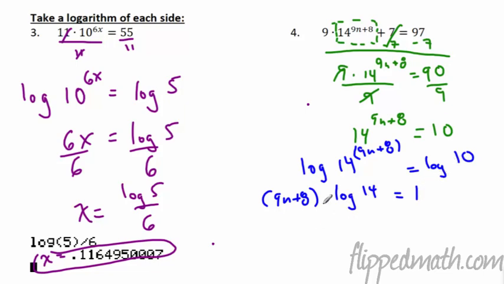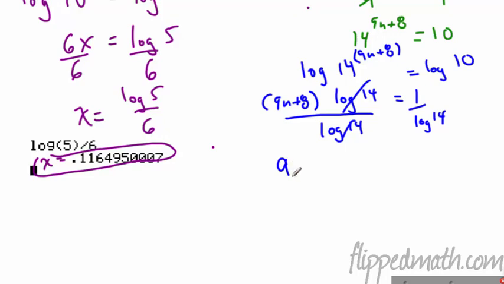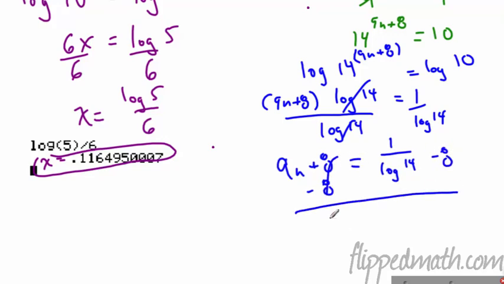All right, so now what do we have to do? We have to get rid of this log of 14 thing. So we divide both sides by the log of 14. Okay, they cancel out. What are we left with now? We get 9n plus 8 is going to equal, because they cancel, 1 over the log of 14. Now at this point you can go into decimals if you want. I'm going to subtract 8 from each side. Okay, that would cancel out. We're going to get 9n is going to equal 1 over the log of 14 minus 8. And then I got to divide that whole thing by 9.